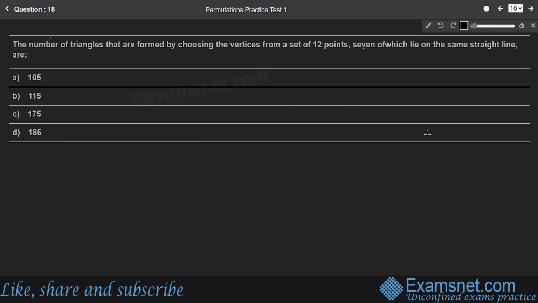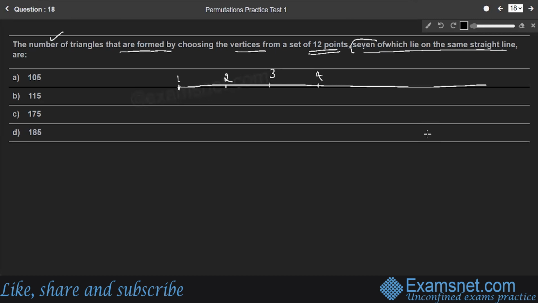Question number 18. The number of triangles that are formed by choosing the vertices from a set of 12 points, 7 of which lie on the same straight line, are? So here is a set of 12 points. In that, 7 points lie on the same straight line. We'll consider a straight line on which 7 points lie: 1, 2, 3, 4, 5, 6 and 7. The remaining 5 points, 8th point, 9th point, we'll consider wherever we wish, 11th and 12th point.